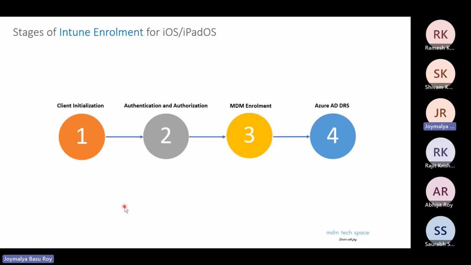There shouldn't be any error at this stage because at this stage it is only talking to APNS. The only error that can happen is if you do not have a network, it will not be able to reach out to APNS, so it will not get a device registration token from APNS. So client initialization will not happen. That is the only thing possible.